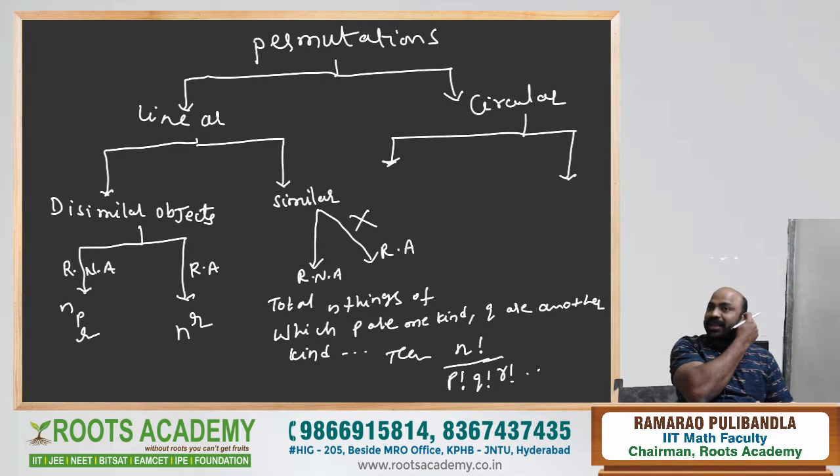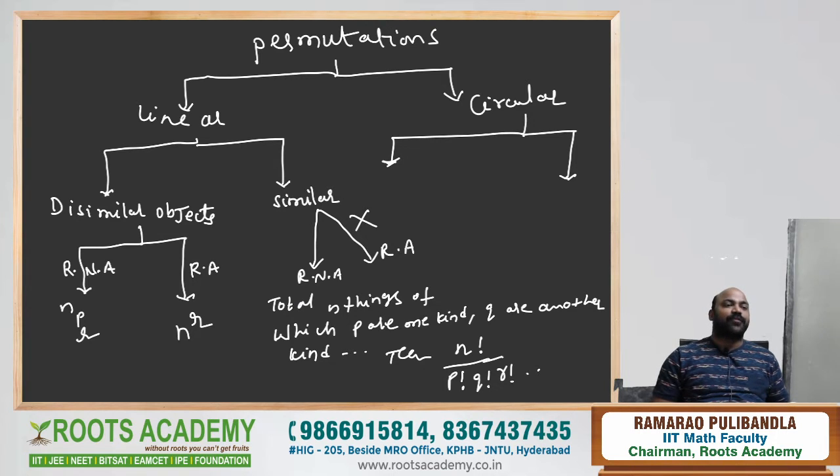Linear permutations are nothing but arranging the objects or things or persons, or whatever it may be, on a line, in a straight line way. And circular permutations are nothing but arranging the objects in a round table format or in a circular format, right? So first we'll go through complete details about linear permutations. These linear permutations are again classified into two types.